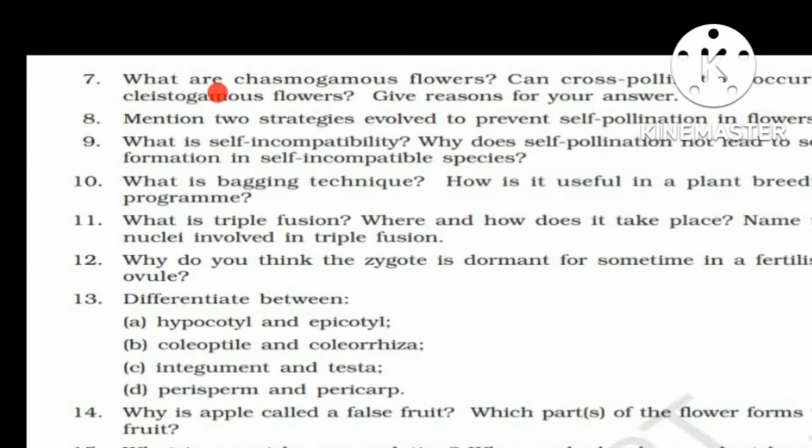What are Chasmogamous flowers? Can cross-pollination occur in Cleistogamous flowers? Give reasons for your answer. Mention 2 strategies evolved to prevent self-pollination in flowers. So we have learned the outbreeding devices. In that, 3-4 methods are there, of which any 2 strategies we have to answer here.